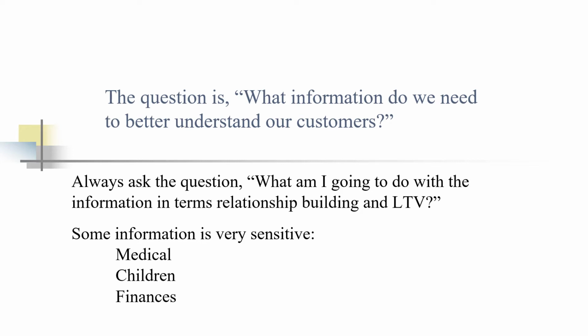Understand that some information is very sensitive and we are almost always better off not asking for it. Three types of information that immediately come to mind are medical information, information about an individual's children, and financial information. So typically we try not to ask questions about this. We may, on the other hand, use a data warehouse to gather some of this information.